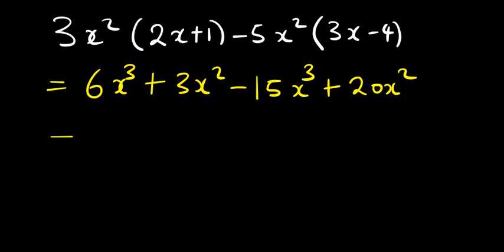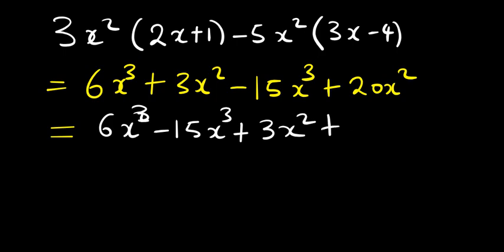Okay, sounds interesting where we've reached now. So I'm supposed to now put the like terms together. So I've got 6x to the power 3. I've got negative 15x to the power 3. Then another expression is 3x squared and 20x squared. So let's solve these ones. So 6x to the power 3 minus 15x to the power 3. Then I've got plus 3x squared plus 20x squared. Then from here, what am I supposed to now do?